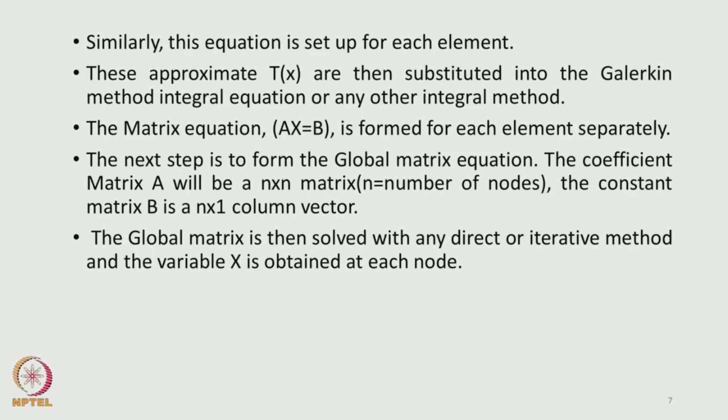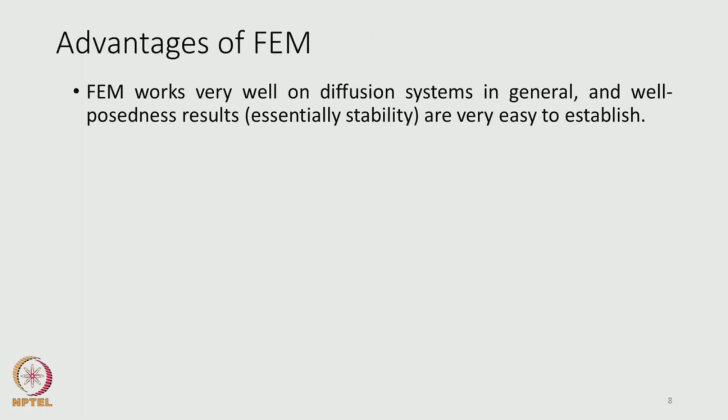So, variable x is obtained, or in this case temperature T is obtained in all the nodes, and then you proceed like that. So, we have explained what the finite element method is by taking a simple example for one dimension. What are the advantages? As I mentioned before, we can use this finite element method in completely unstructured form, and it is very good for complex geometry. It works very well on diffusion systems in general and for well posed results, which means essentially the stability criteria is satisfied.